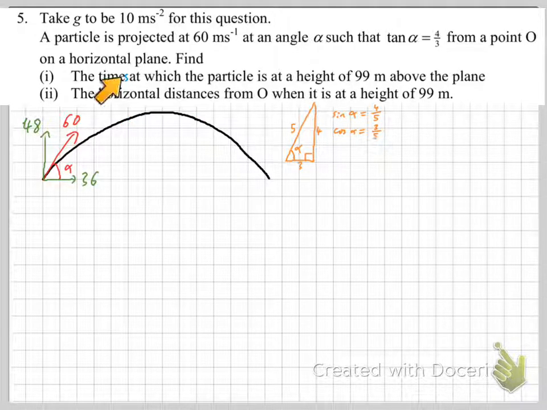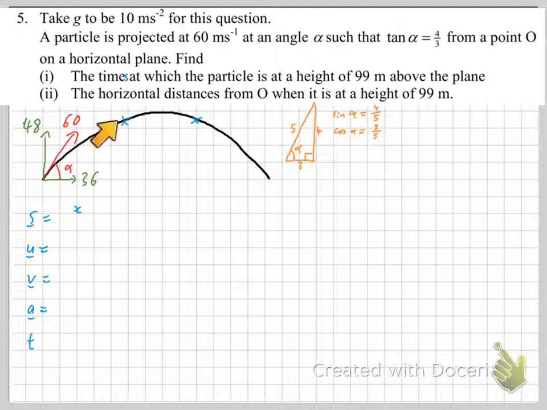question 1 then. I've drawn a tiny little s there, because I think it should say the times at which the particle is at a height of 99 metres. So there's going to be 2. Imagine drawing a horizontal line at 99 metres. Where does it intersect the trajectory of the particle? But we don't have that equation, and as I said in the previous question, you don't need to work out that Cartesian equation. You just do what we always do, which is SUVAT.